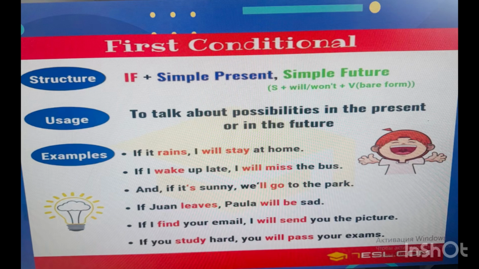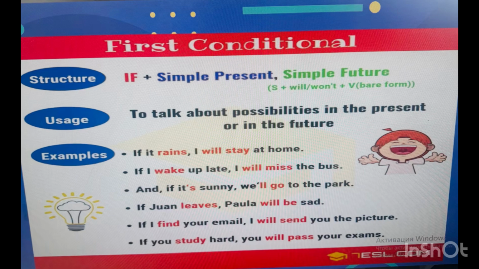There are two types of sentences in first conditional. They are if clause and main clause. In the if clause, we can use if and also when, but in the main clause, we should use the future simple. When we use the first conditional, we use it to talk about possibilities in the present or in future. For example, if it rains, I will stay at home. If I wake up late, I will miss the bus. And if it's sunny, we will go to the park. If John leaves, Paula will be sad.